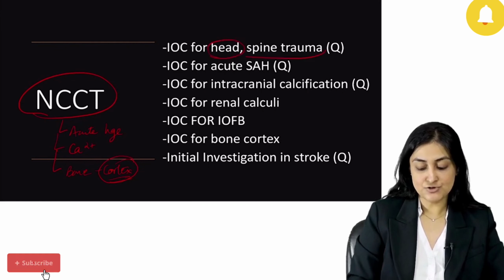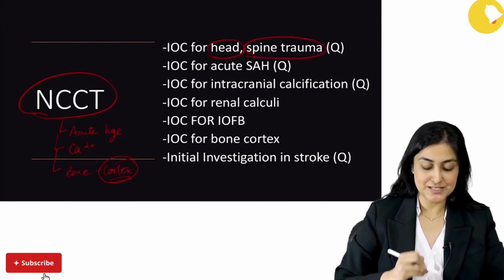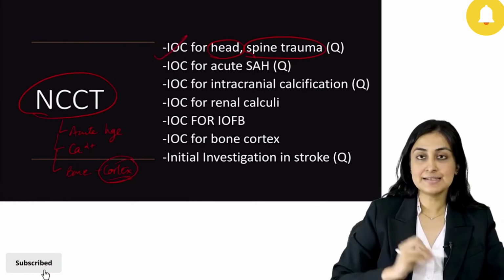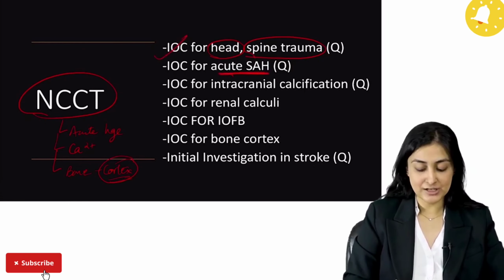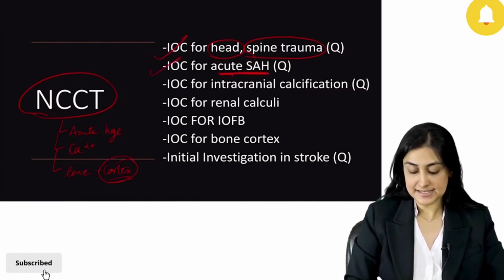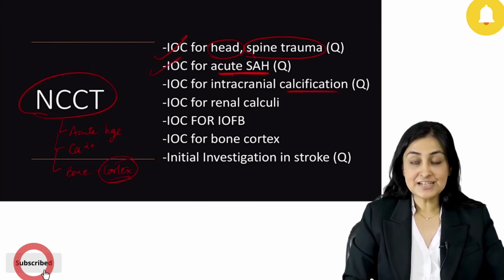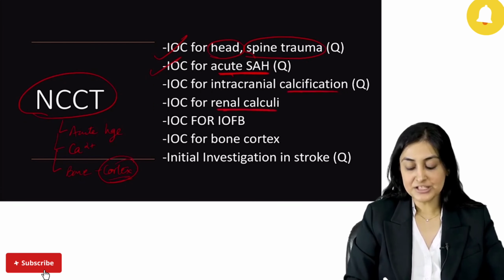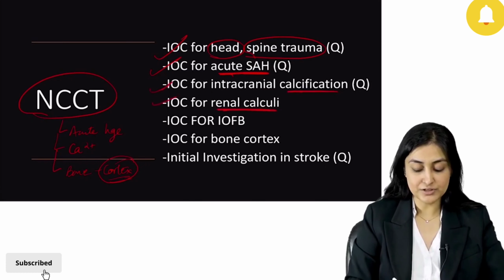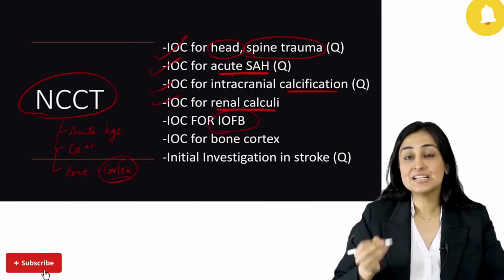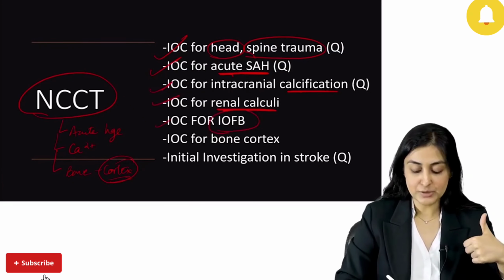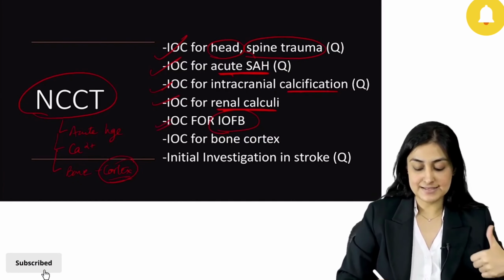For head and spine trauma, I want to see fractures, I want to see acute hemorrhage: NCCT, investigation of choice. Acute subarachnoid hemorrhage, again acute hemorrhage, NCCT. Calcification, whether it's intracranial or in the form of renal calculi, we again want to rely on NCCT. Then I want to look at a foreign body, a metallic intraocular foreign body. Remember, investigation of choice, NCCT.